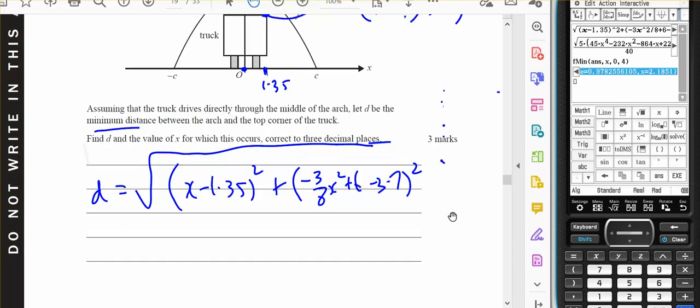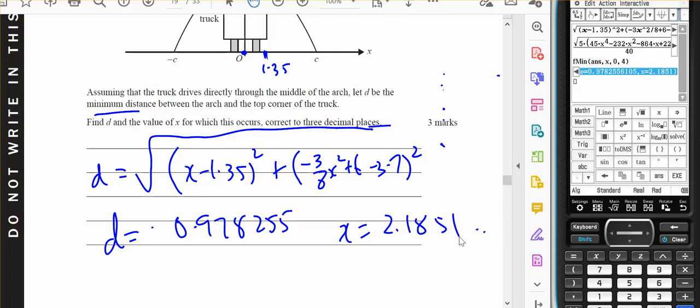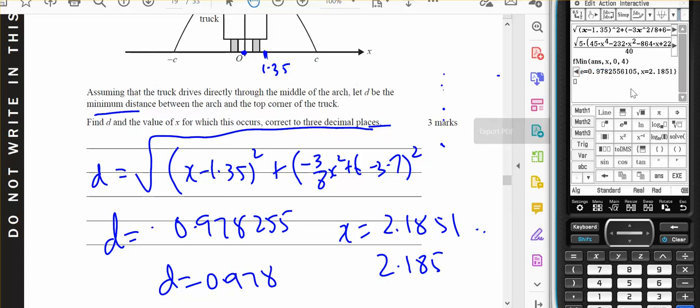So I'm doing these to 3 decimal places. So d minimum is 0.978255 and x equals 2.1851. To 3 decimal places, x equals 2.185 and d equals 0.978.